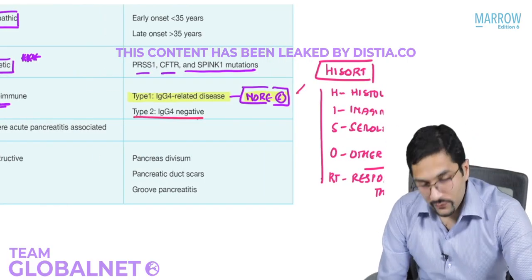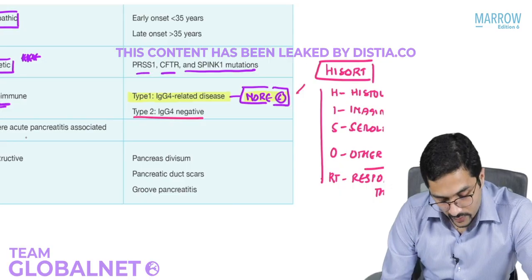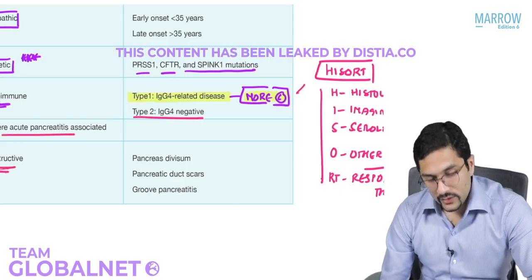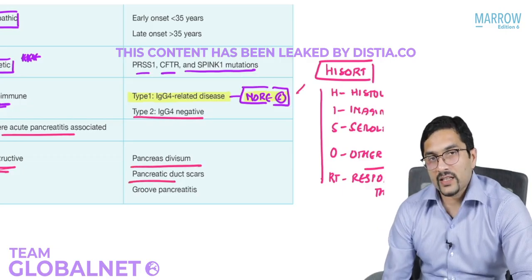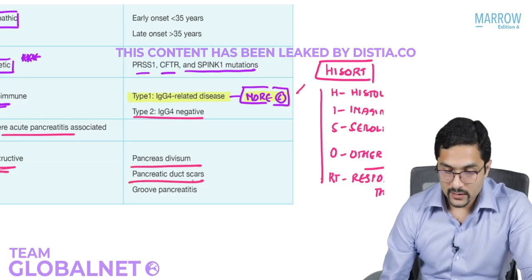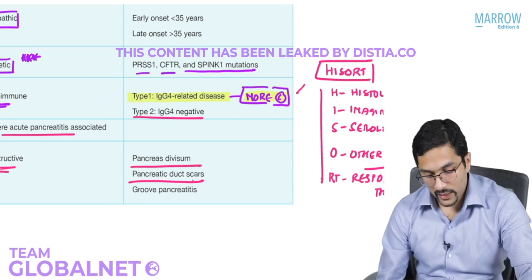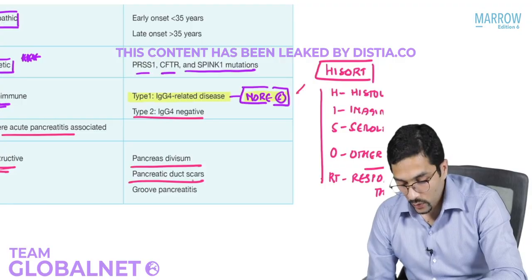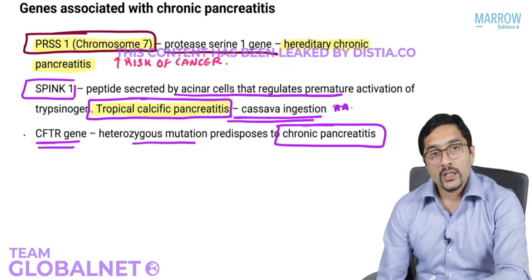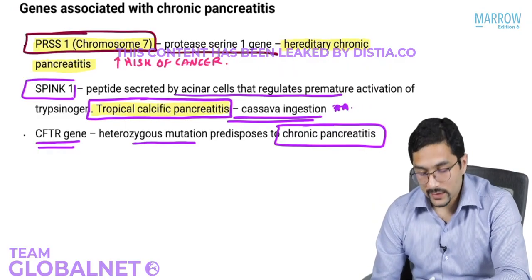Type 2 is IgG4 negative pancreatitis. In TIGAR-O, O is obstructive, that means pancreas divisum, and scarring of the duct, right? So these are the causes of chronic pancreatitis which you should know about. I've already told you about the genes for chronic pancreatitis as well.